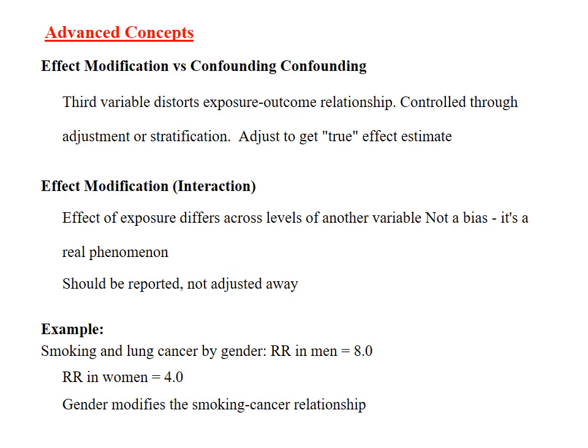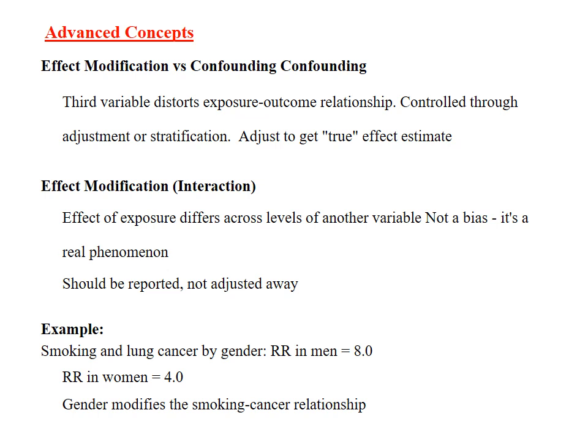Advanced concepts: effect modification versus confounding. Confounding: a third variable distorts the exposure-outcome relationship. It is controlled through adjustment or stratification just to get the true effect estimate. Effect modification: the effect of exposure differs across levels of another variable. It is not a bias, it's a real phenomenon. It should be reported, not adjusted away.